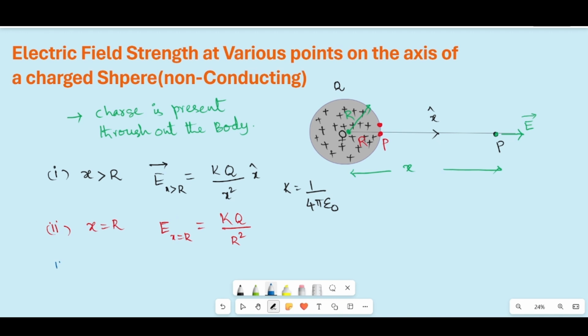Now the third case, this is very important. The third case is x is less than r, inside the sphere. So here 0 is less than x less than r, I can write. That means not at the center of the sphere, but other than the center, inside the sphere. What is the electric field? Here the electric field will be present inside the sphere because charge is present. Charge is distributed throughout the sphere. Let us see that.